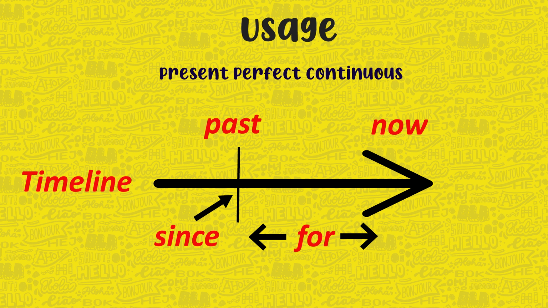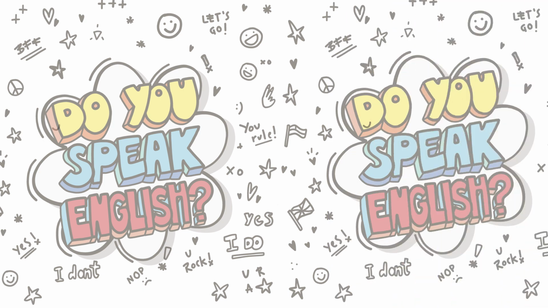So the present perfect continuous considers these situations. For example, they've been waiting for hours. And the present perfect continuous also focuses on the action itself. So it's something else that it considers in that way.